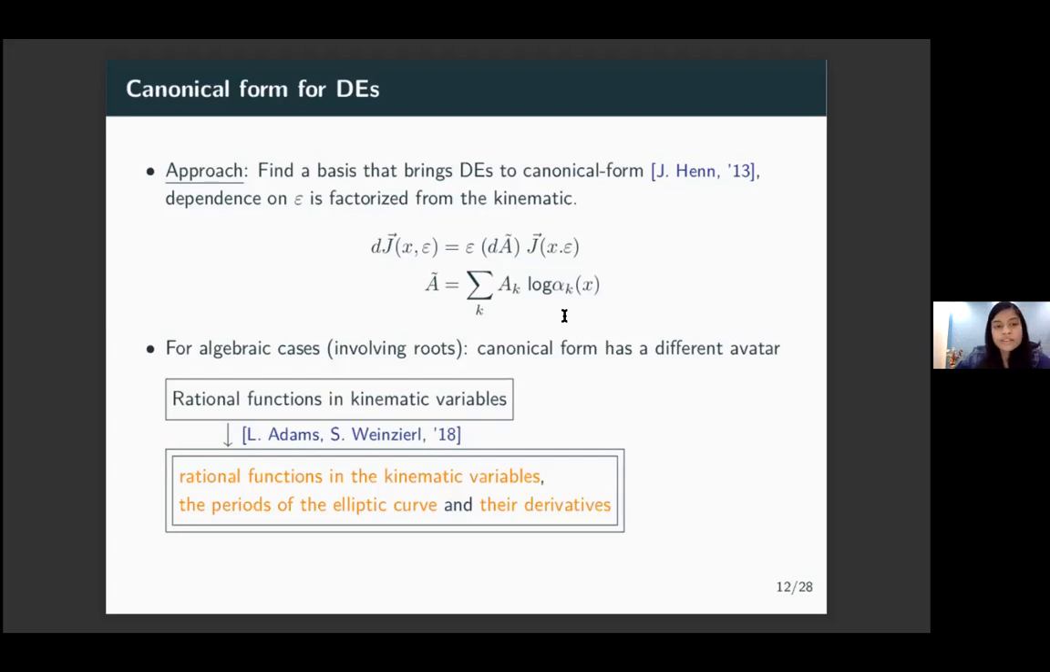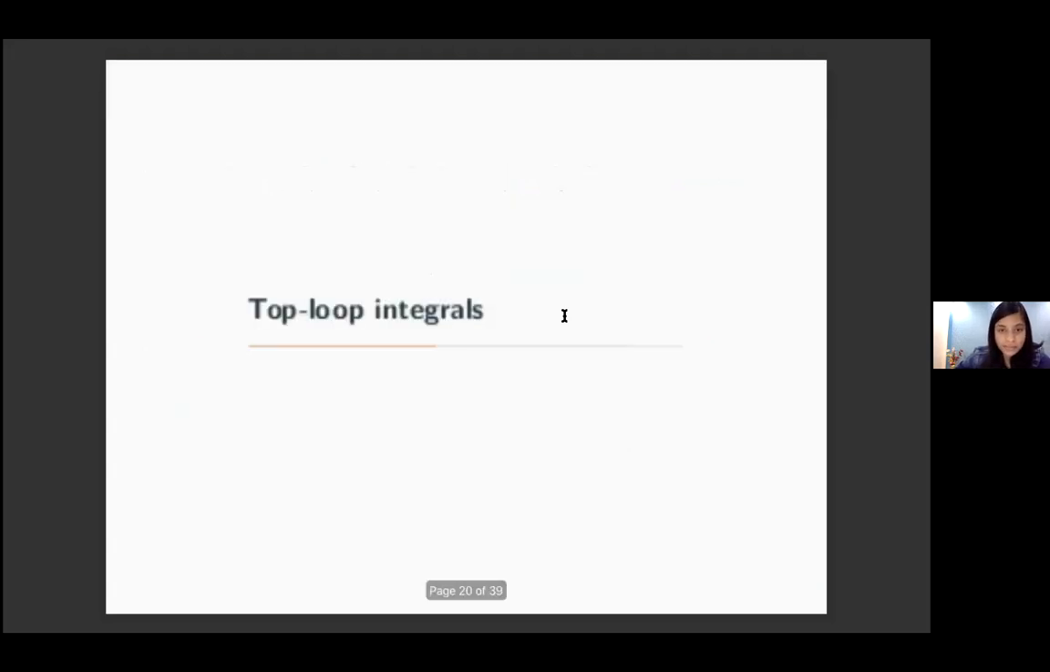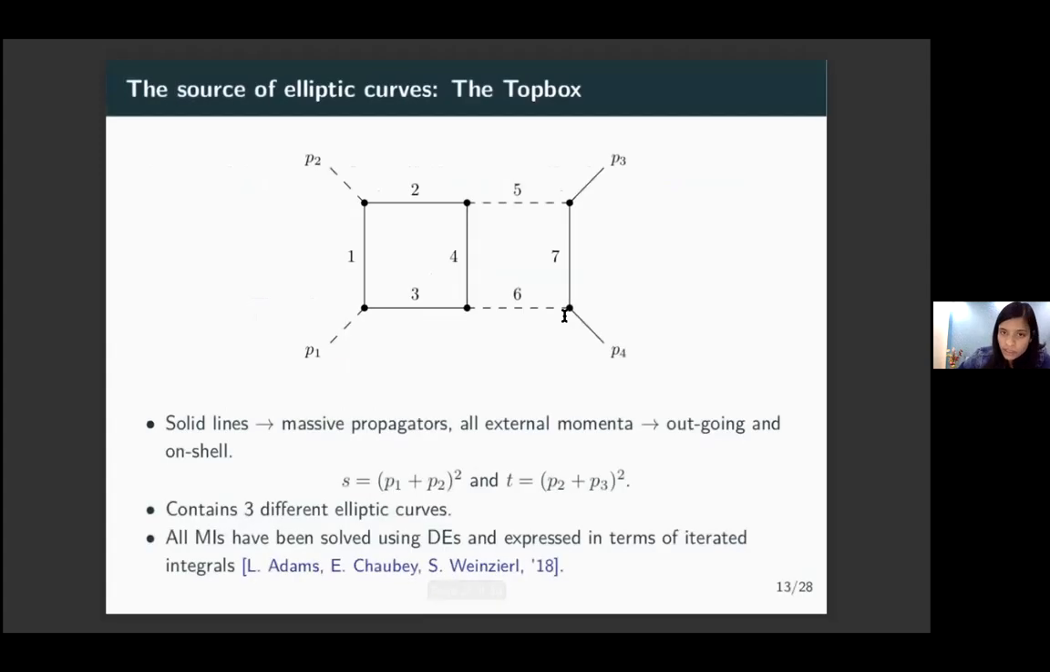So let's apply all of these techniques on actually evaluating something. Now I will be talking about the so-called top box, which was for these amplitudes. This top box was the source of all the elliptic curves. The object that you see on your screen is what I call the top box. Here, the black solid lines are the massive propagators.